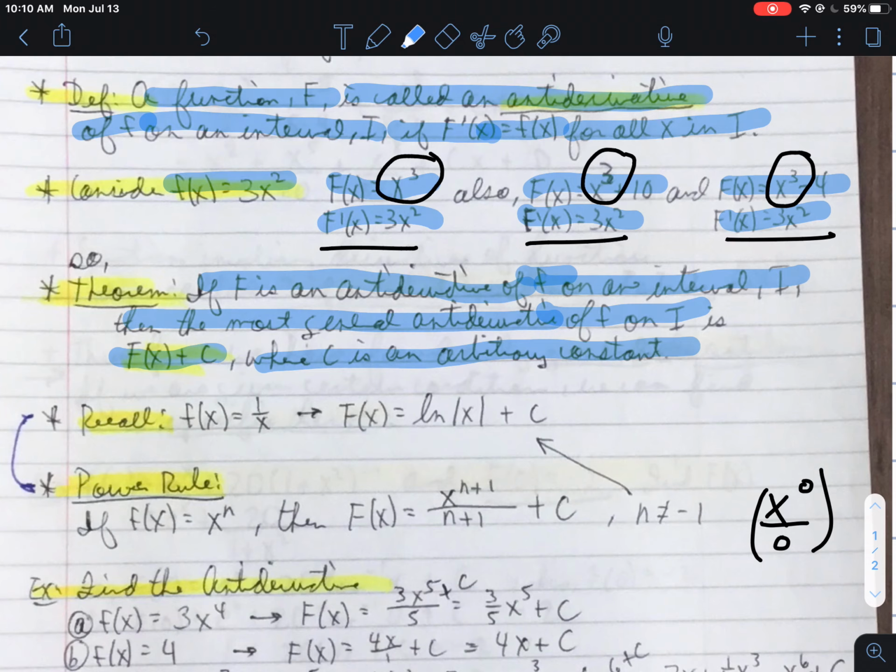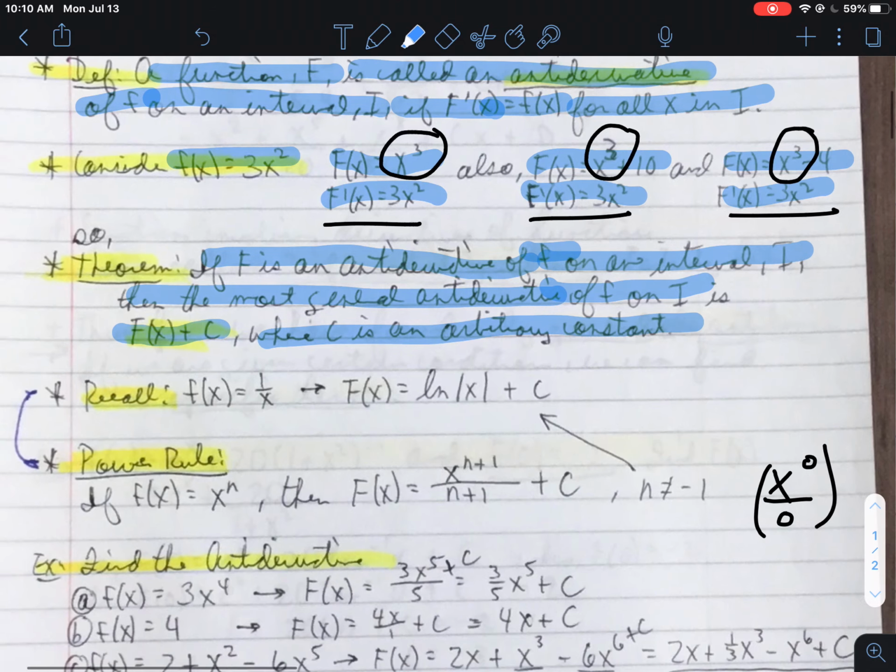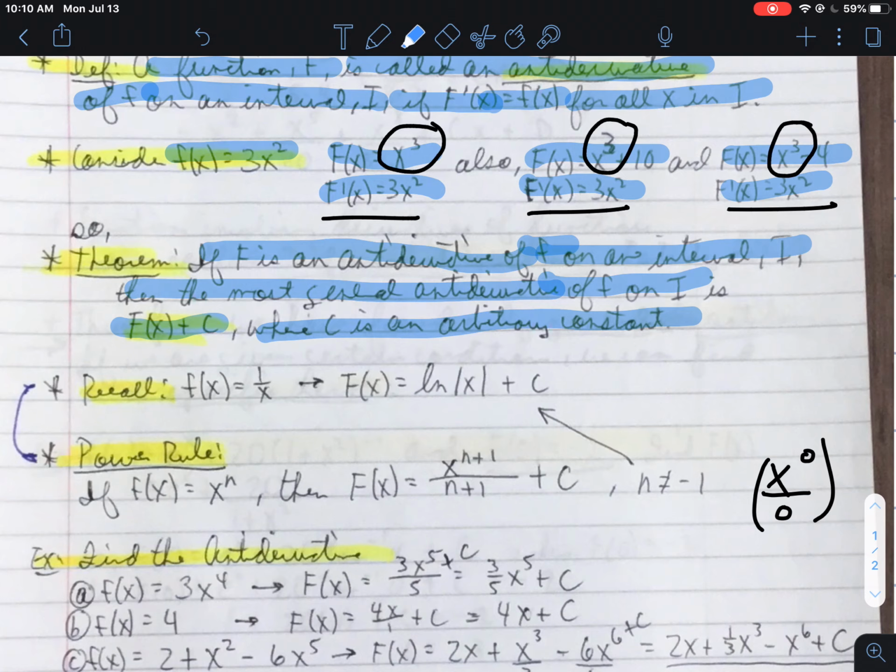So first, the power rule. Now I'm going to do the power rule, and then I'm going to come back to that little recall statement. So the power rule, remember our power rule for finding a derivative. If we have a power function, what do we do? We multiply by the exponent and then decrease the exponent by 1. So to find the antiderivative, we're just going to reverse that process. So if I have a function little f of x of the form x to the nth power, then to find the antiderivative, we're going to increase the exponent by 1 and divide by the new exponent.